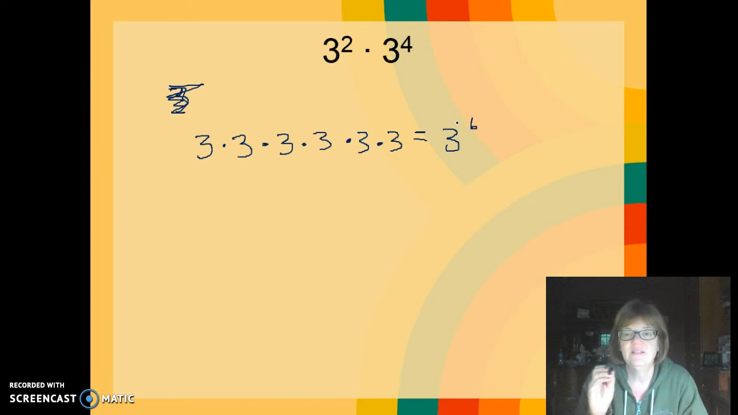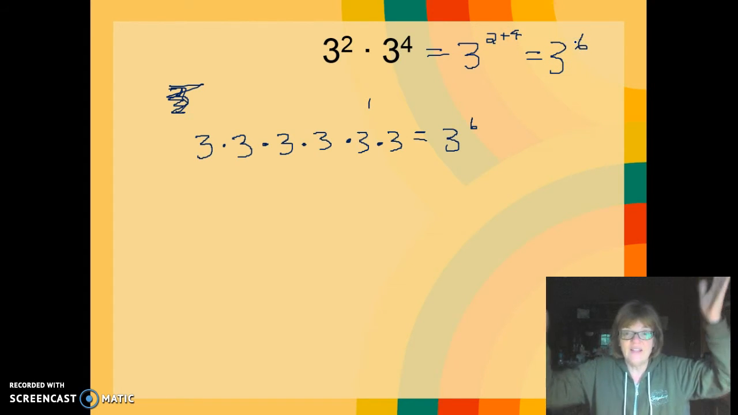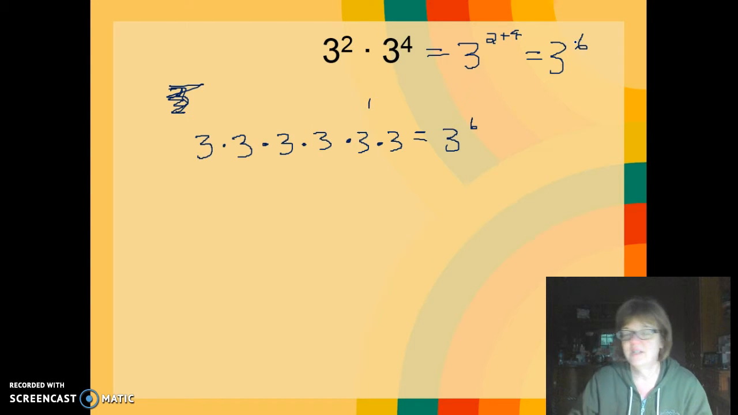Look what happened. I ended up with an exponent of 6. 3 to the 6th. But if I look back here, I had 3 squared times 3 to the 4th. Can I take another shortcut? Oh, yes, indeed. A really nice one. I can do this: 3 to the 2nd plus 4. The exponents add up. 3 to the 6th. Shortcut! Love it. Love, love, love my shortcuts.